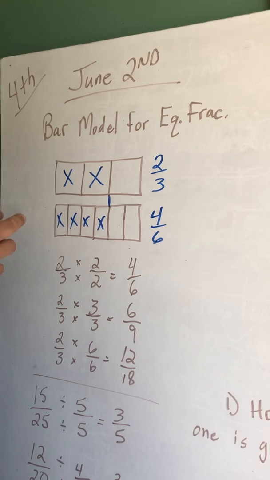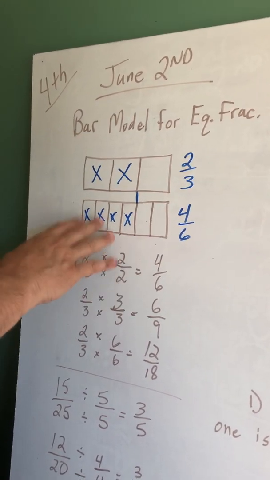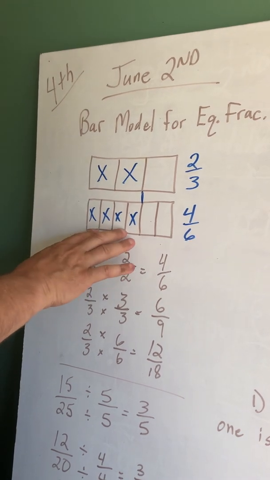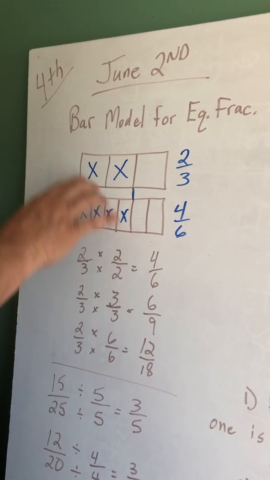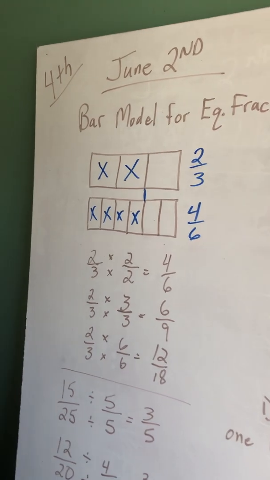But let's say if this was 1/3, you could see that 1/3 is quite a bit less than 4/6. If this happened to be 1/3 comparing 4/6. So that's the bar model.